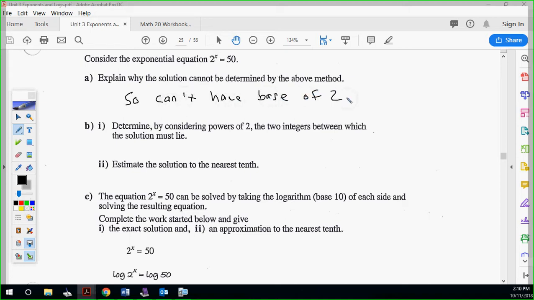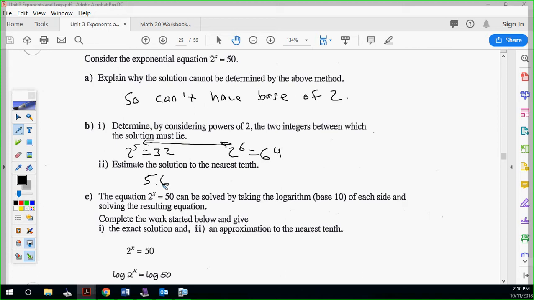Okay? Now determine, by considering powers of 2, integers between which the solution must lie. We can estimate where it's going to be, right? And how can we do that? Well, we know that 2 to the 5th equals 32, and 2 to the 6th equals 64. It has to be between 5 and 6 then, right? If 2 to the 5th is 32 and 2 to the 6th is 64, we expect our answer to be between there. So if we estimated, an estimation of 5.6 is fine. You can do that.